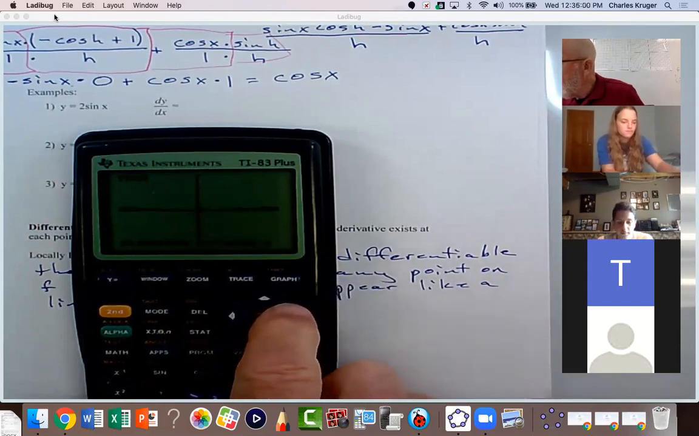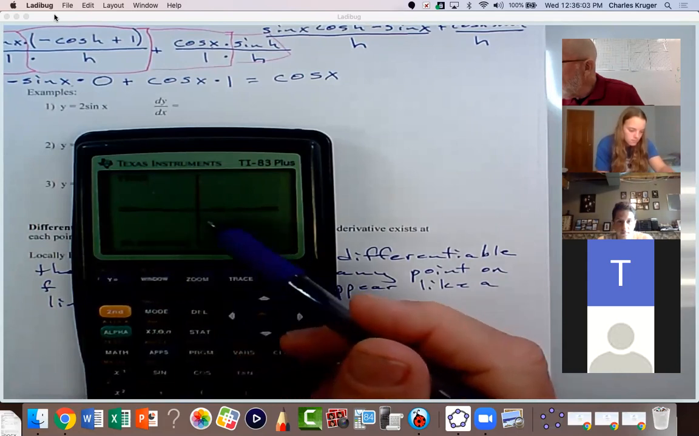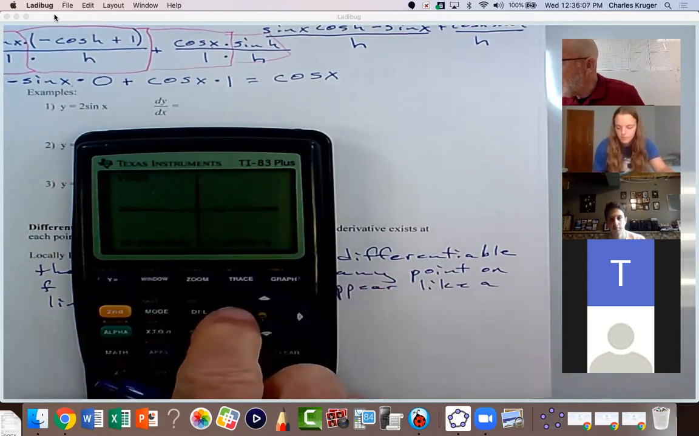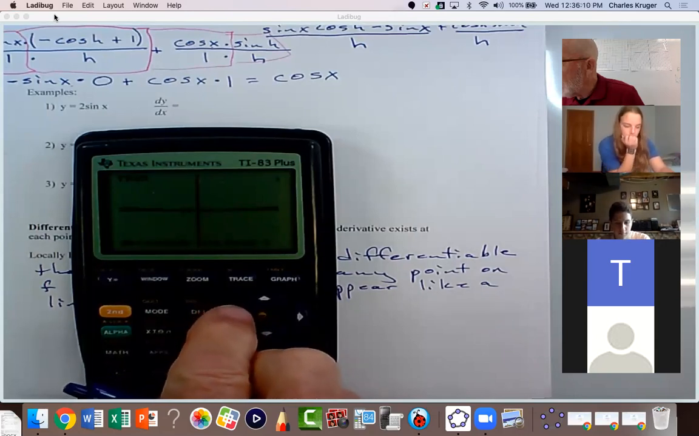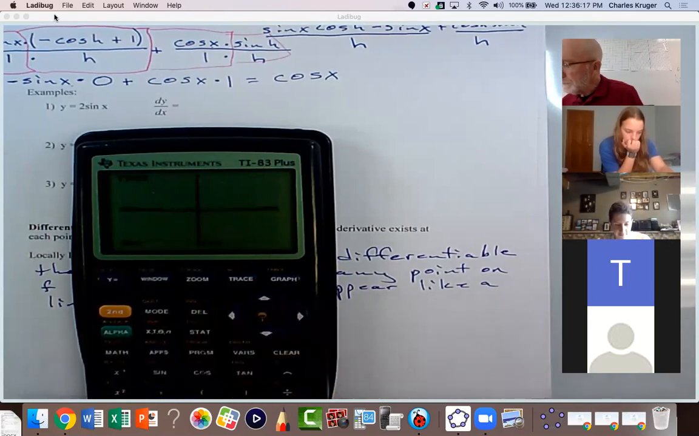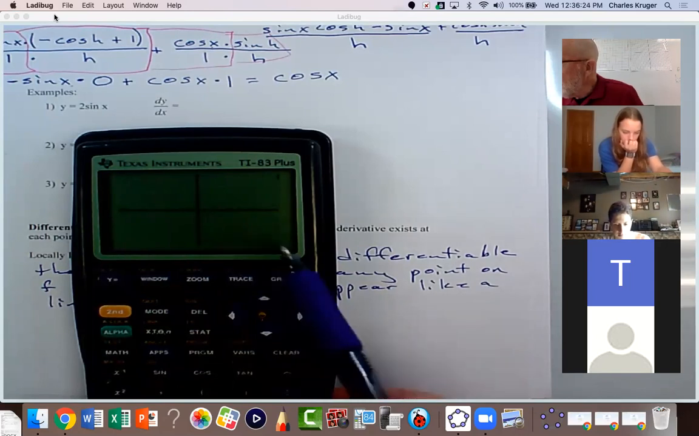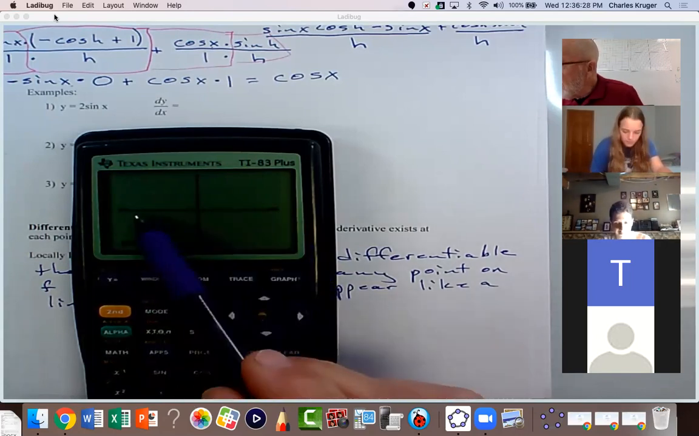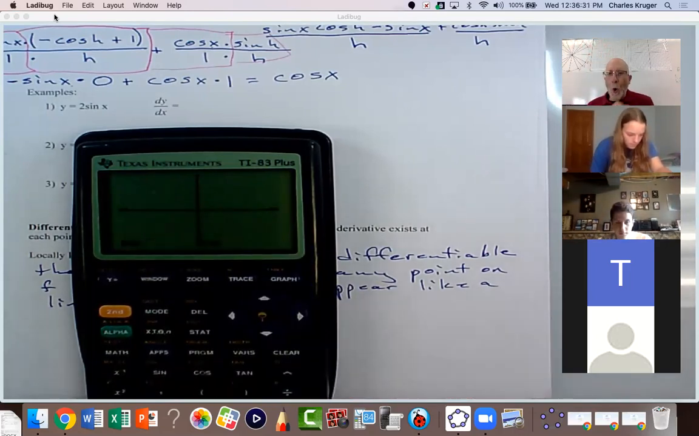And if I keep going, here I'm at 0.01, but it almost looks like I'm exactly on the x-axis. I can go the other way, and it's kind of flat in there. And if I zoom in again, you can barely see it coming up. So it's perfectly flat in there. That will always happen at a point that is differentiable. And that's one of the techniques to determine if something's differentiable.